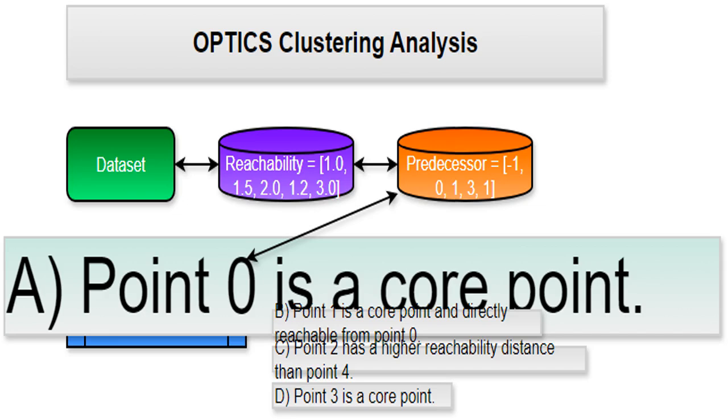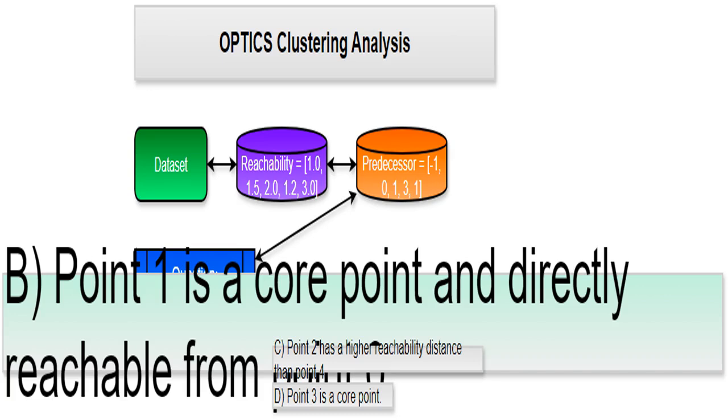I'm checking if point 0 is a core point. It is a core point because it's a starting point, predecessor equals -1, and has a finite reachability distance, 1.0. Core points are densely populated regions in the dataset. I'm looking at point 1. The predecessor is 0, meaning it's directly reachable from point 0. It's also a core point because it has a finite reachability distance, 1.5, indicating it's surrounded by other points.